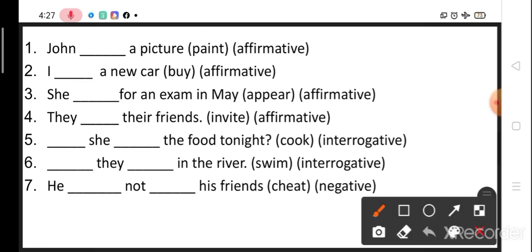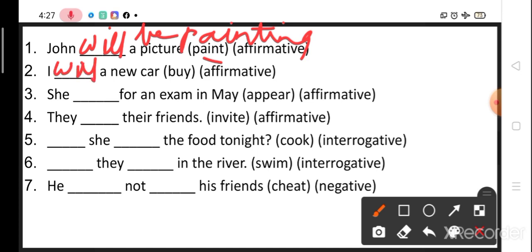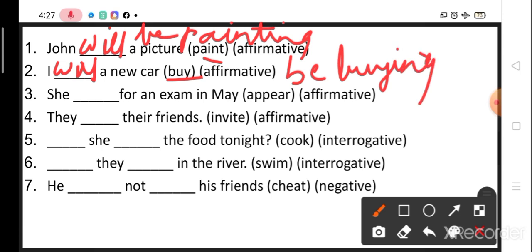John, now our rule is very simple, will be plus ing form. So John will be painting. John will be painting a picture. I will be buying. I will be buying a new car.